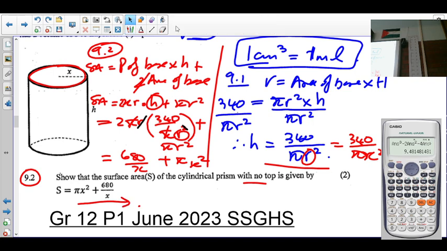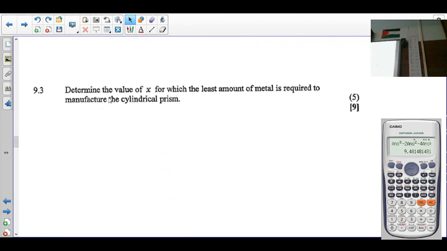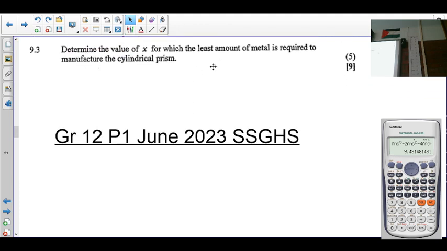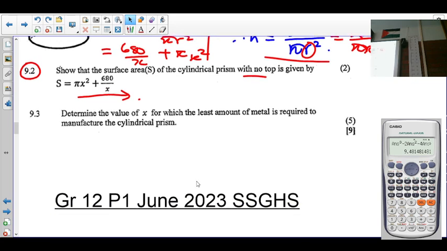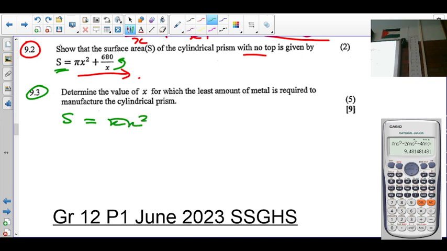Then question 9.3 says: determine the value of x for which the least amount of metal is required. So it's the minimum amount of metal required to manufacture this cylindrical prism. In other words, you are calculating the minimum value. Whenever you're calculating a minimum or maximum, you apply the first derivative and set it equal to 0. So you apply the derivative to the surface area. Your surface area is equal to pi x squared plus 680 x to the minus 1.